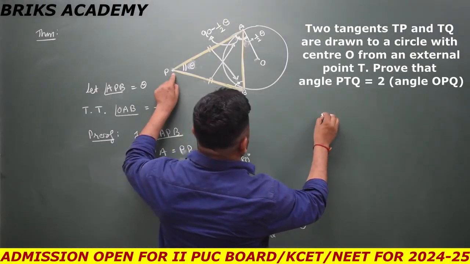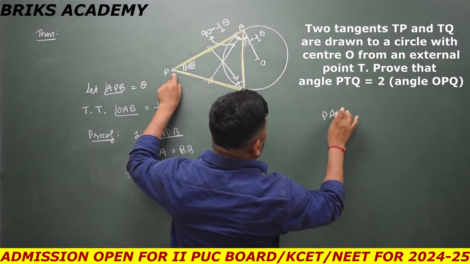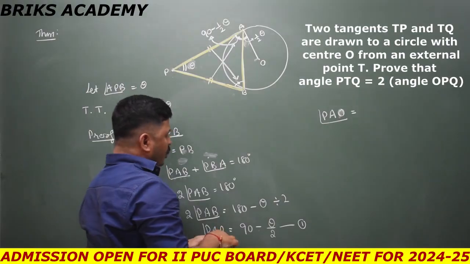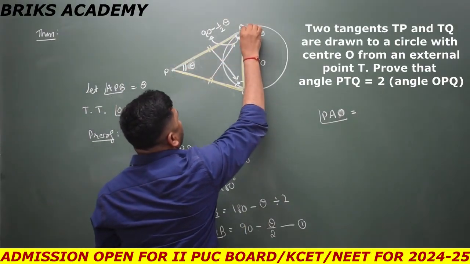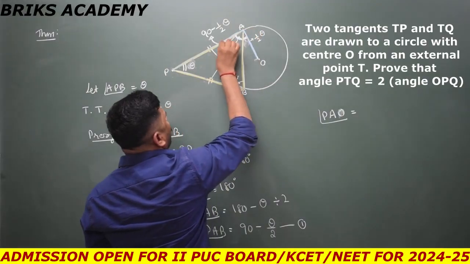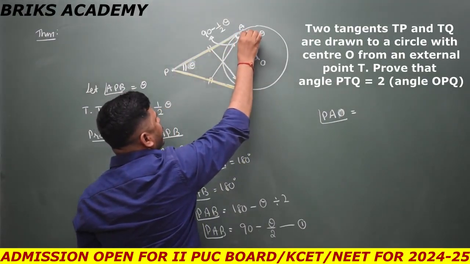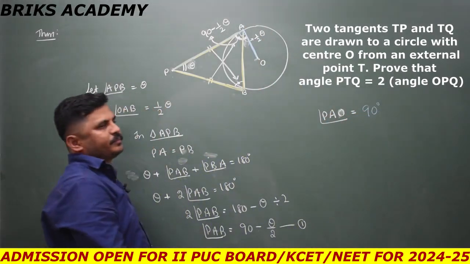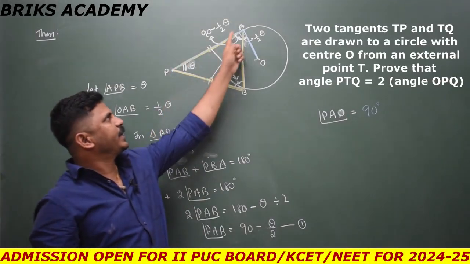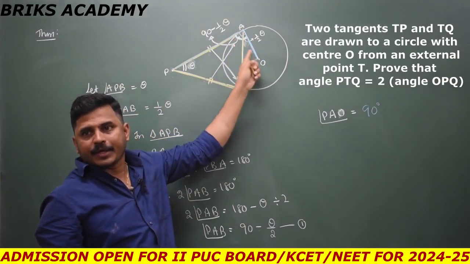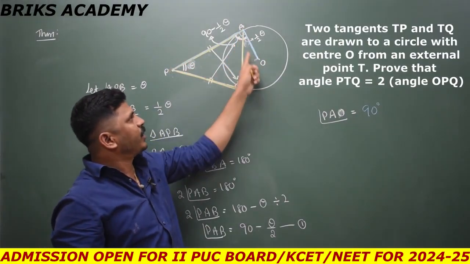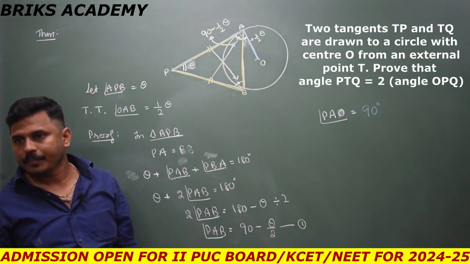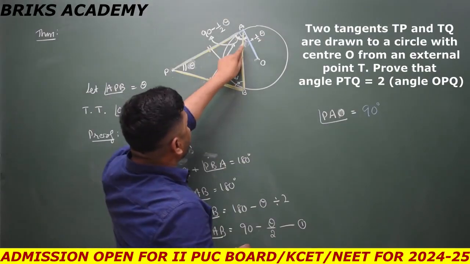Now my question is, PAO, the angle from P to A to O. Is it 90 degree? Why? Because the tangent is perpendicular to the radius. So this is perpendicular to OA, which means this is 90 degree. Right?